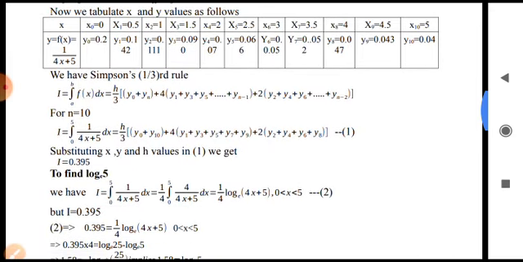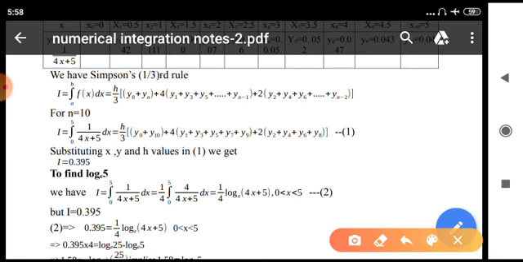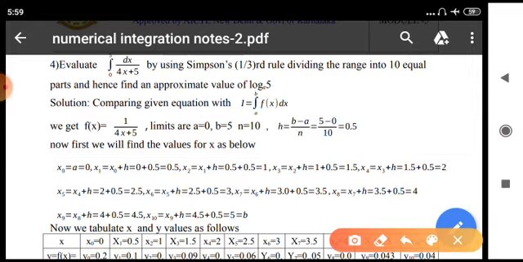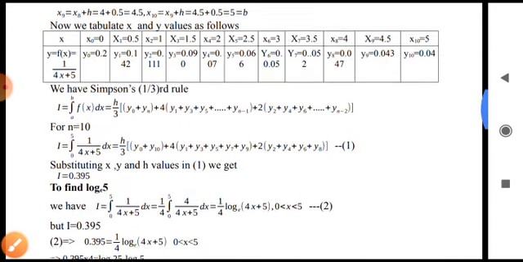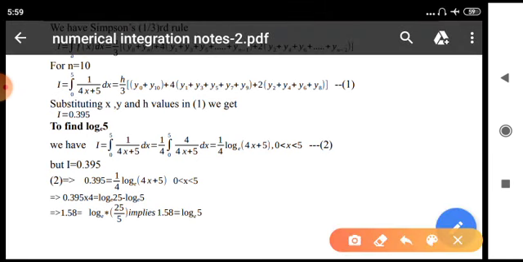Now substituting the x, y and h values in equation 1, we get the I value as equal to 0.395. Now the second part of this question is to find the approximate value of log 5. To find this, we have I equal to the integration from 0 to 5 of f of x dx, where f of x is 1 by 4x plus 5, multiplied by dx.